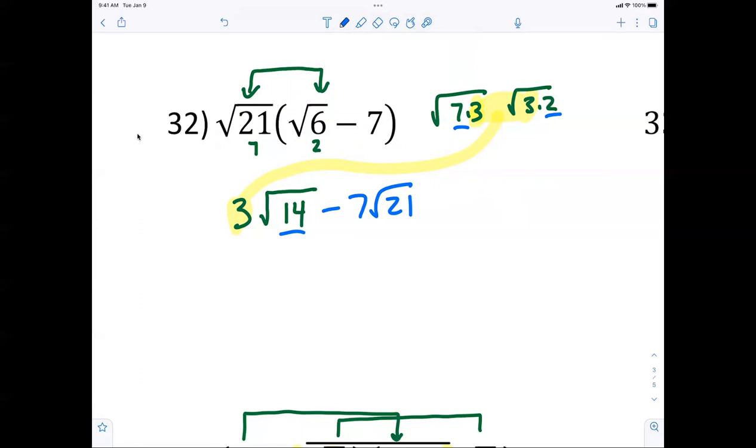I don't know what you're asking me. I'm multiplying the square root of 21 by this and by this, because I'm using the distributive property. The square root of 21 is being multiplied by 7. I'm distributing a square root of 21. I multiply square root of 21 times that and square root of 21 times that. You with me? Okay. 34.